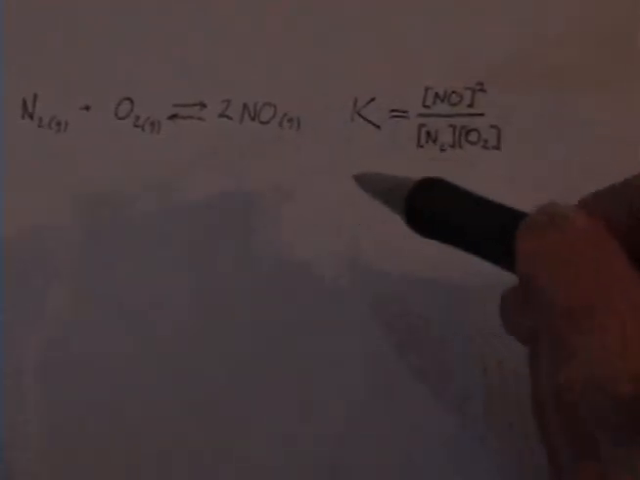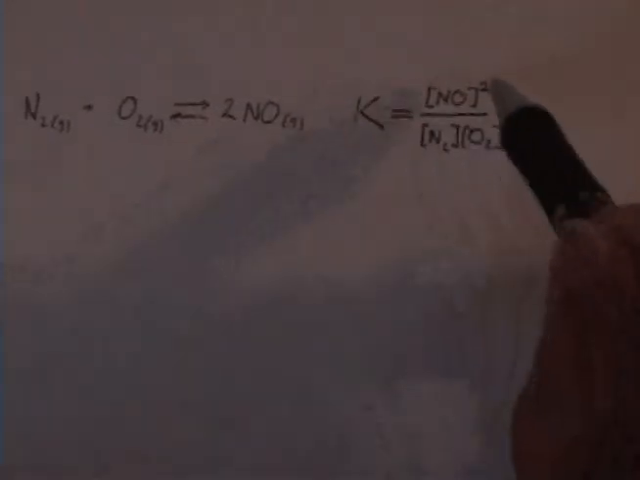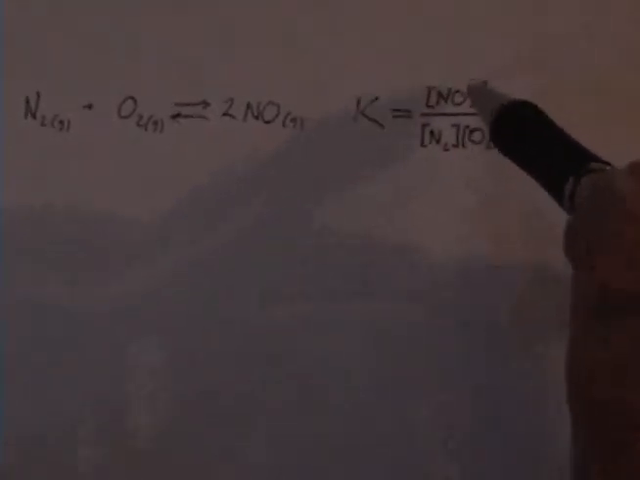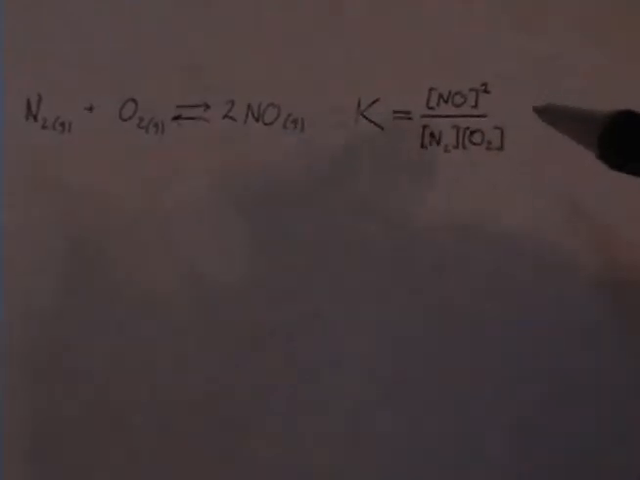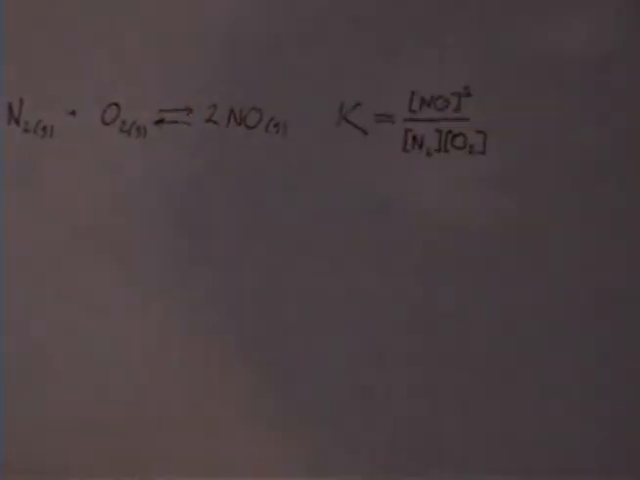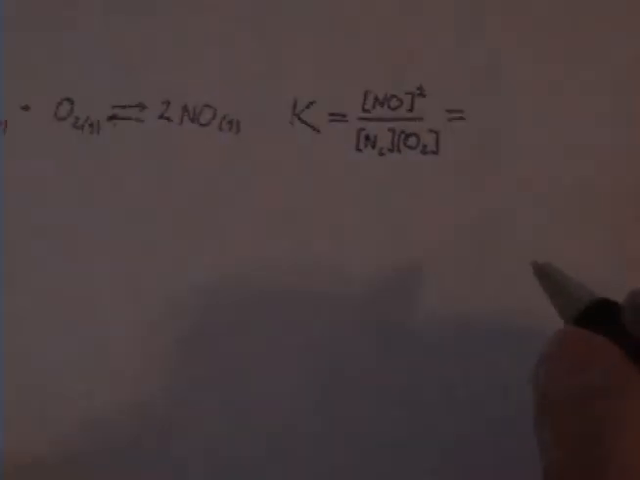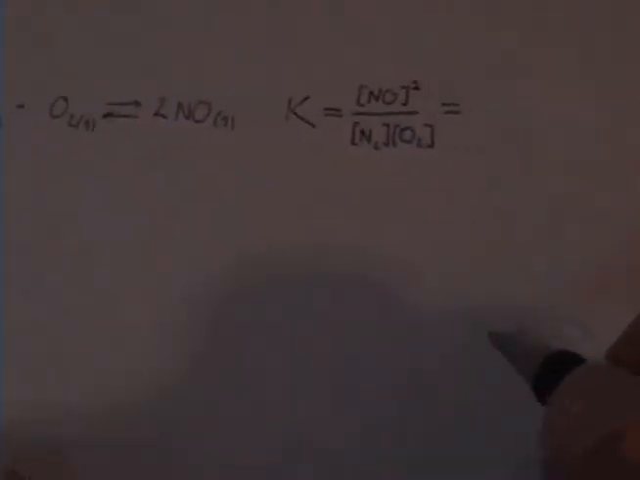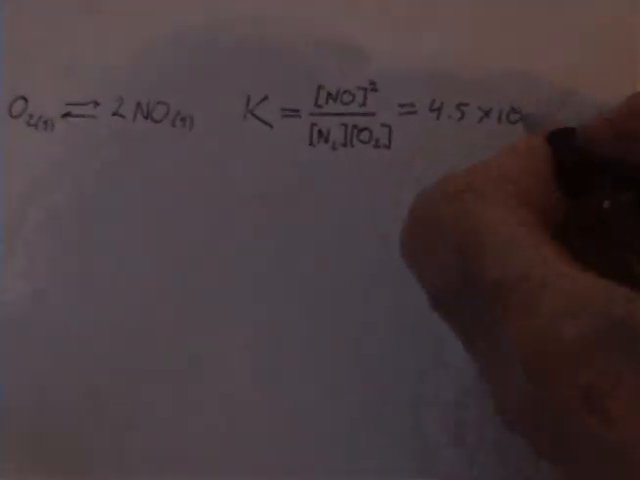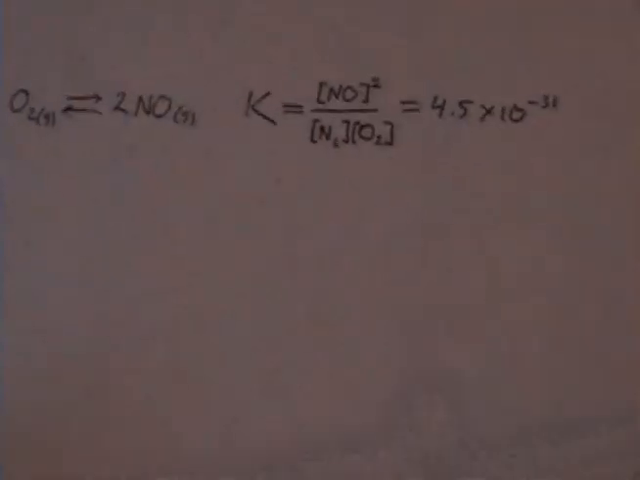If you have a number less than 1, it tells us that we have fewer products, or a smaller number up here, divided by a larger number, because a smaller number divided by a larger number gives us a value less than 1. Okay, so that gives us an indication of how far to each direction depending on how much greater than 1 or how much less than 1. Okay, so if we look at the K for this particular reaction, at room temperature, its value is 4.5 times 10 to the negative 31st.